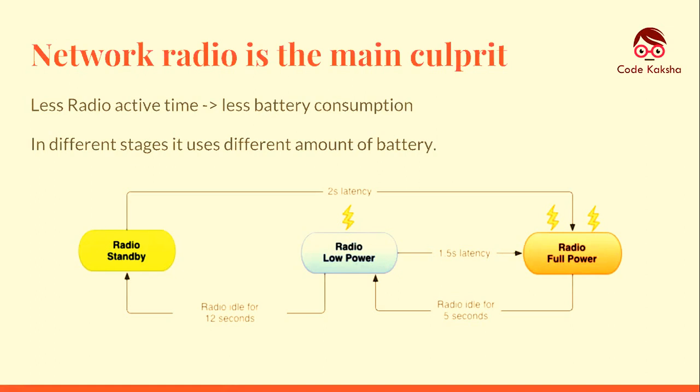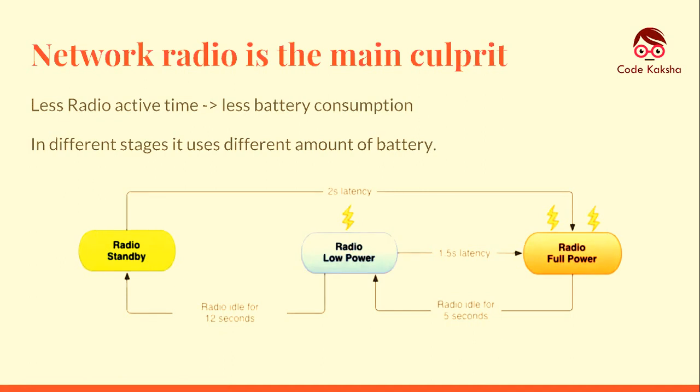And the interesting point is that the network radio is not always active. It goes from one stage to another during its life cycle, and that depends on whether we are making active network requests or not. You can see from this figure, at the extreme left there is this stage, radio at standby. This means the radio is in standby mode, or you can say it is in sleep mode, and it is not consuming battery.